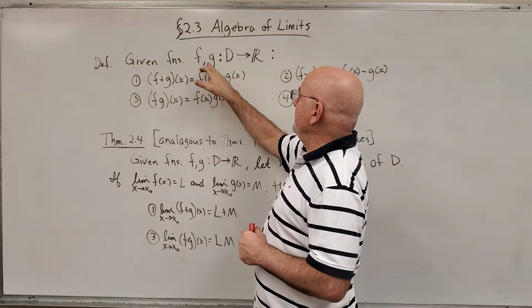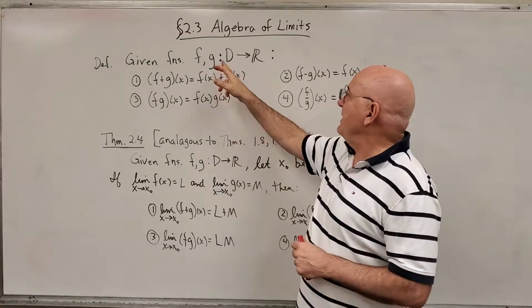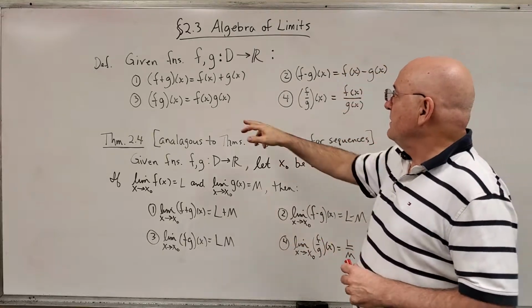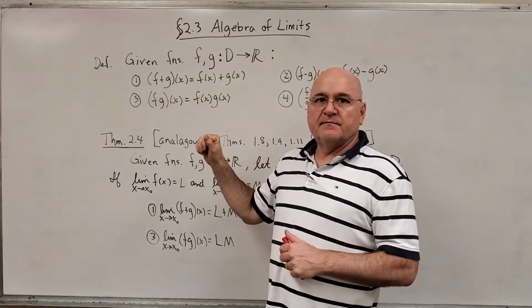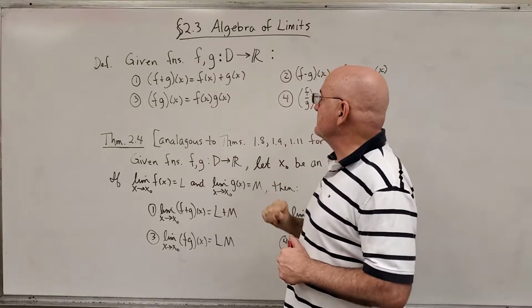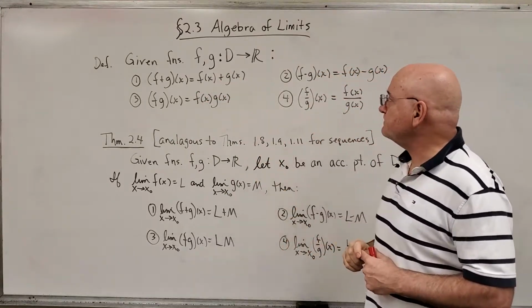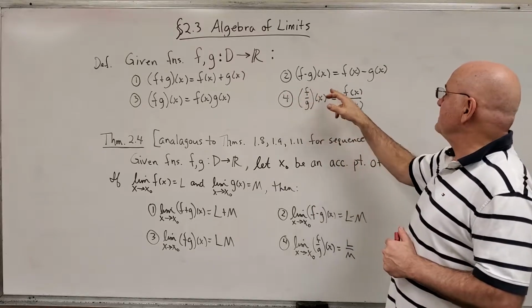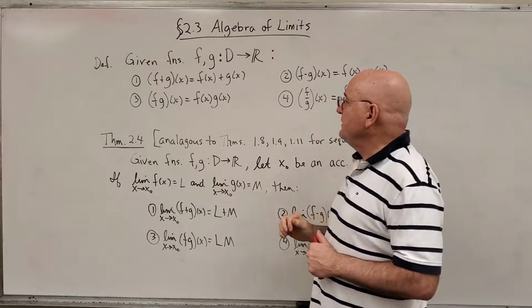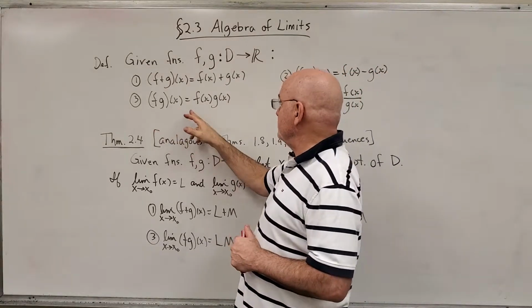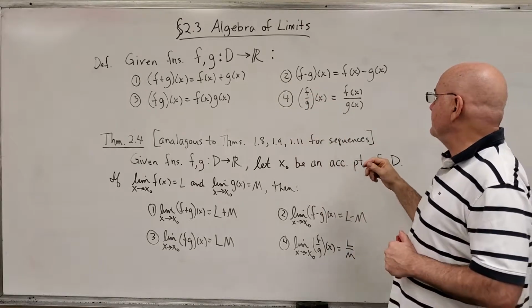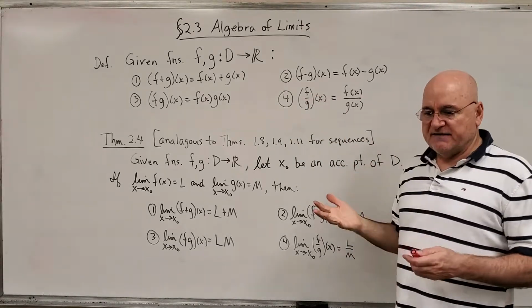If you're given two functions, f and g, both of them with domain capital D and going into R, f plus g of x, a new function, is just equal to f of x plus g of x for every x in the domain. And number two, f minus g of x is equal to f of x minus g of x. Number three, f times g of x is equal to f of x times g of x. And the fourth one, f over g of x is equal to f of x over g of x.